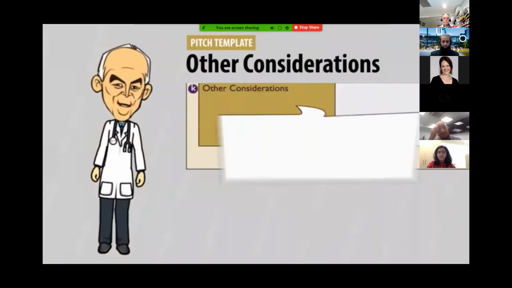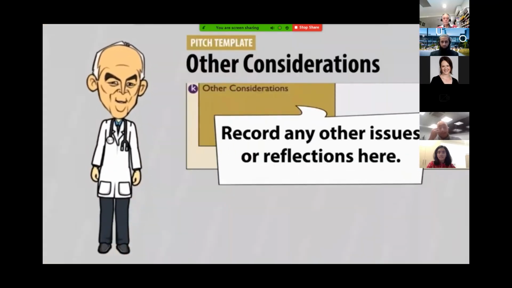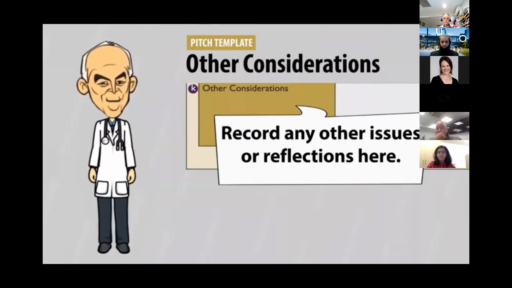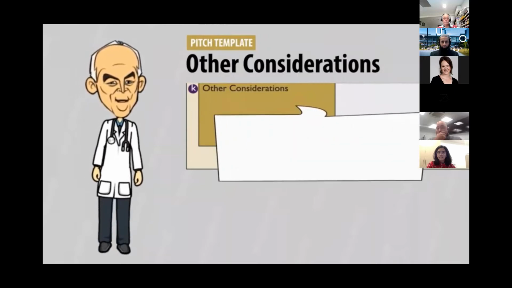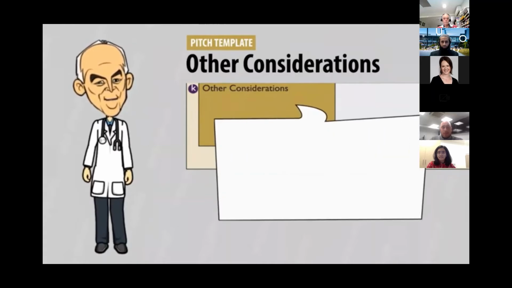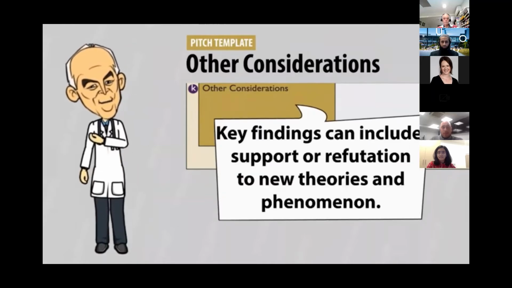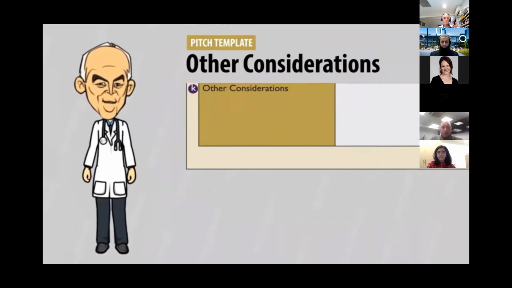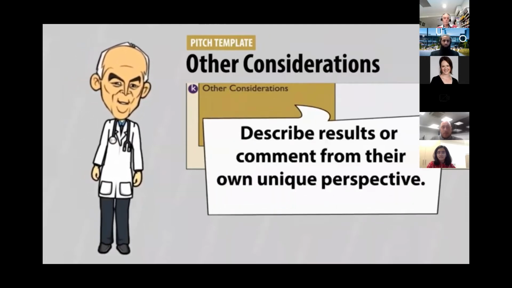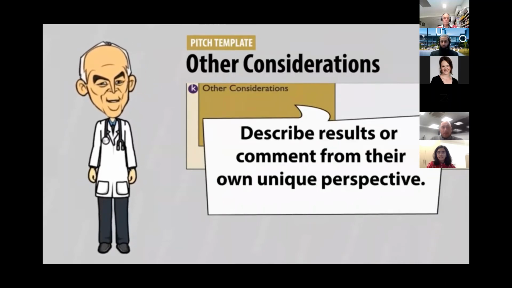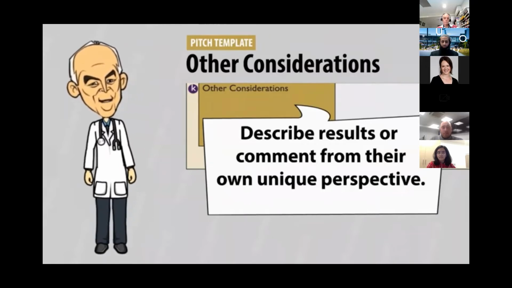If required, you can record any other issues or reflections in other considerations. In the case of the reverse engineered template, this part can identify the key findings. Key findings include support or refutation to existing theories and new insights on the phenomenon being explored. Most likely, readers can find this information described in the results and discussion section, or write comments based on their own reflections that are conditioned on their own unique perspective of why the article is important.